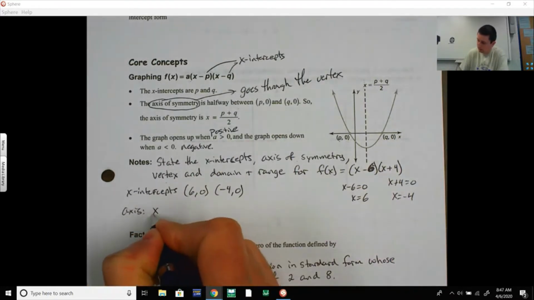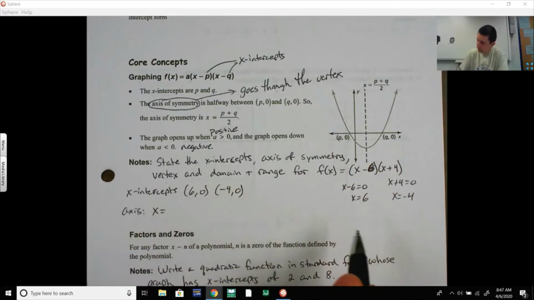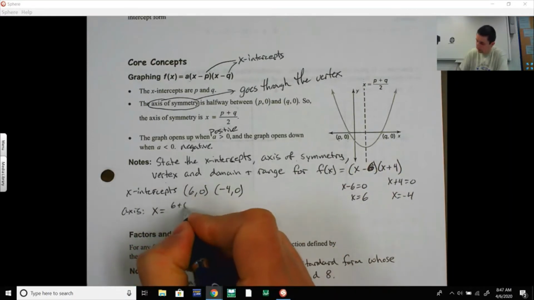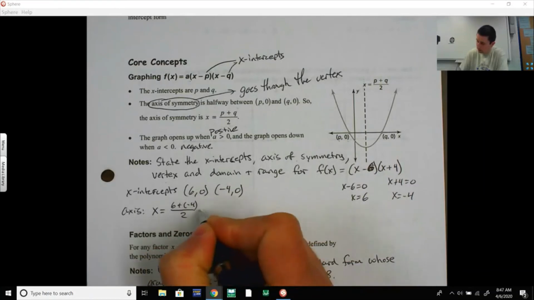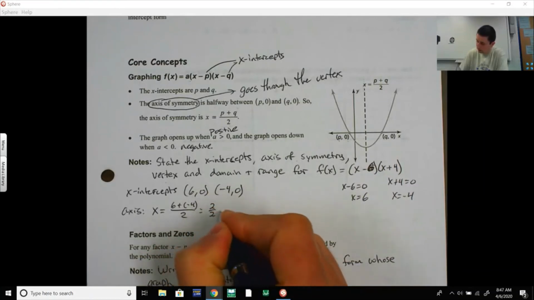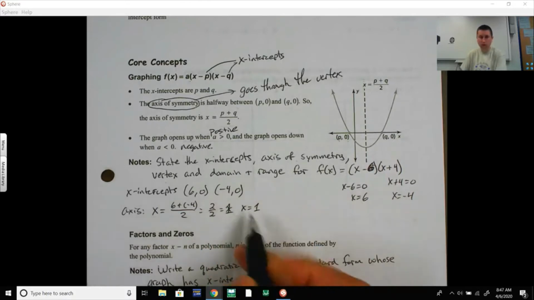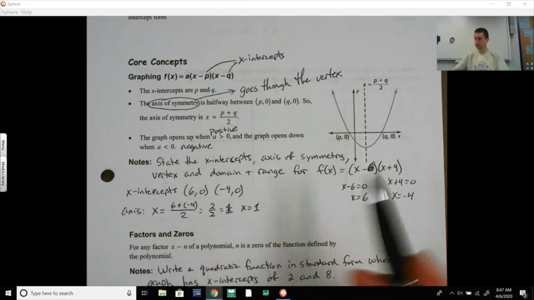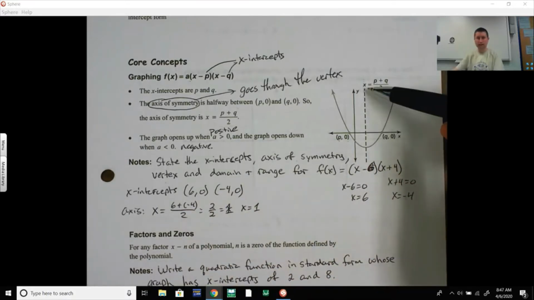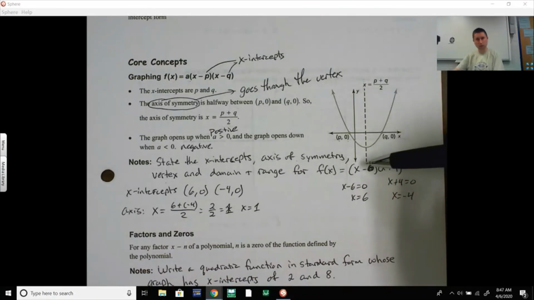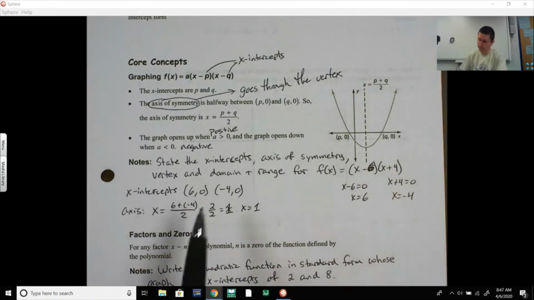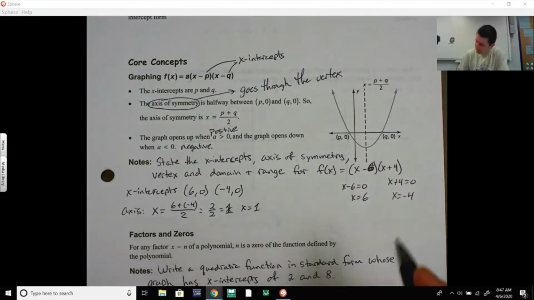So x equals p plus q divided by 2. So 6 plus negative 4 divided by 2. Well, that is going to be 2 divided by 2, so that equals 1. So x equals 1. It's a vertical line, so it's x equals. So x equals 1, that is a line. It's an equation. Don't just put 1, although your questions already have the x equals, so. Okay.